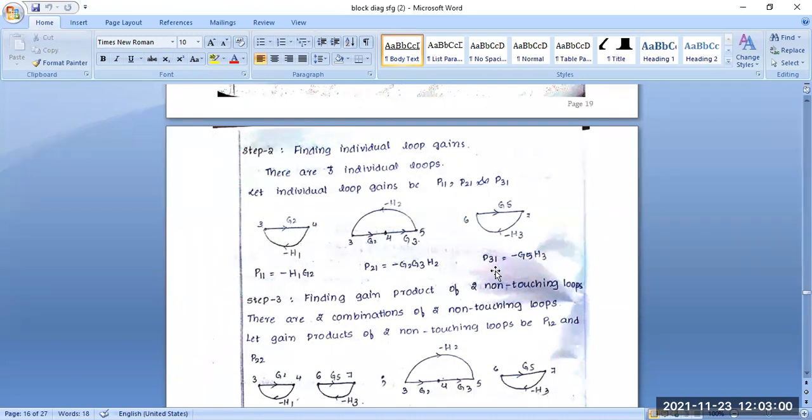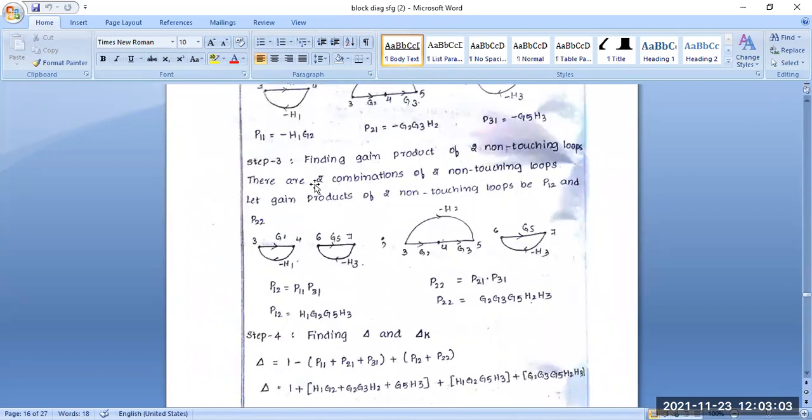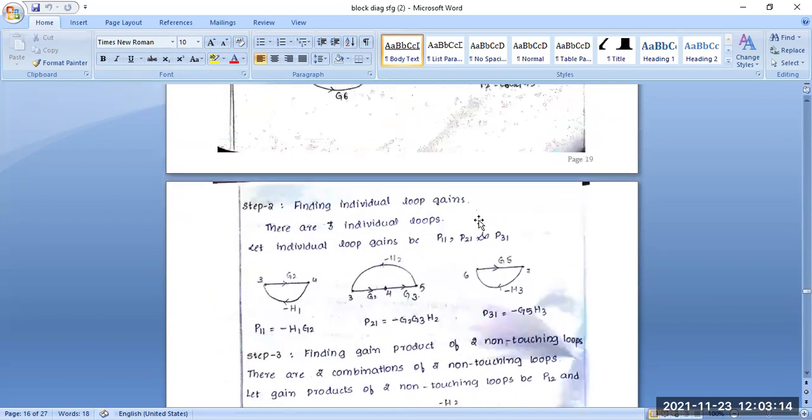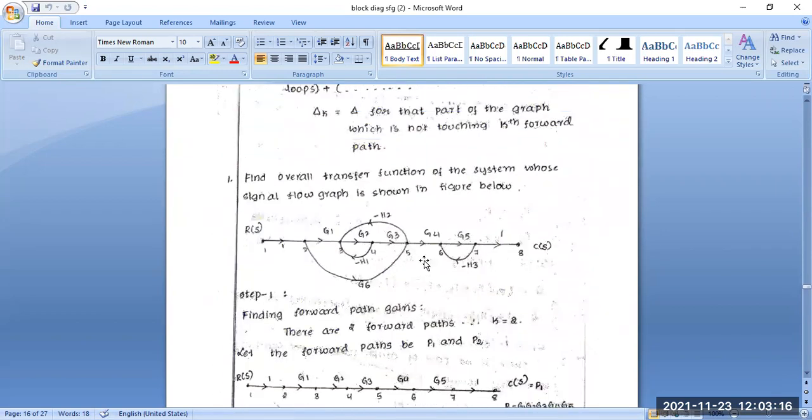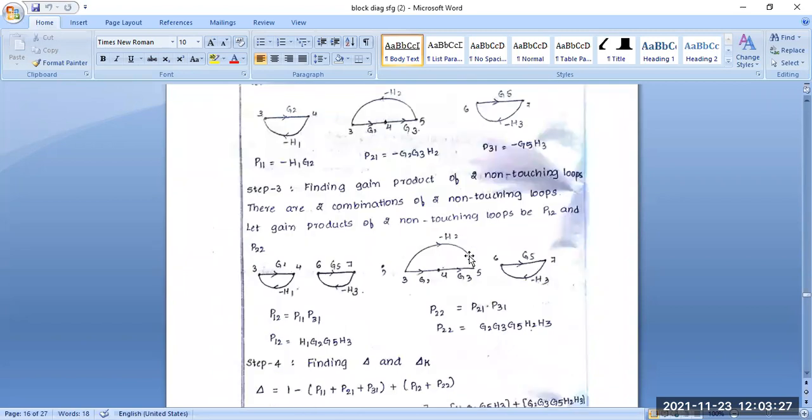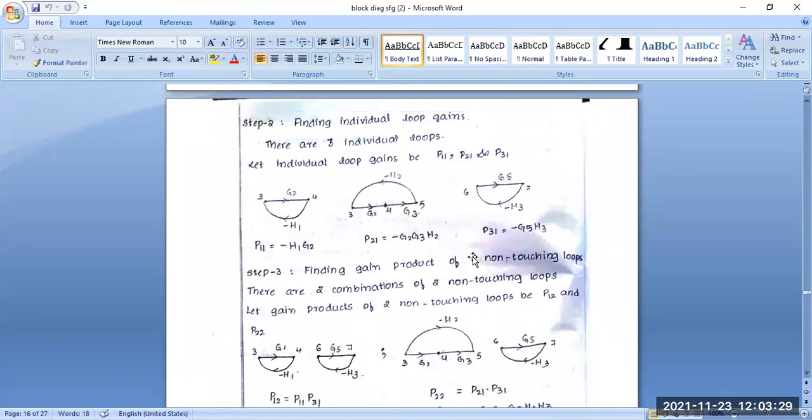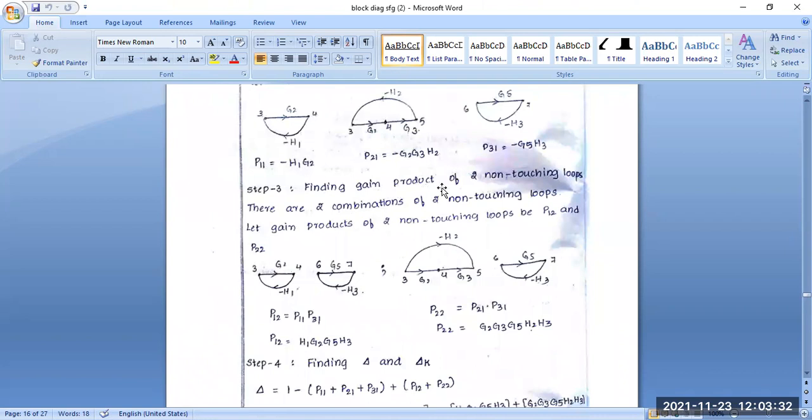Next step, step 3, finding gain product of 2 non-touching loops. There are 2 combinations of 2 non-touching loops present in this problem. In this diagram here you can see there are 2 non-touching loops present. That means this one and this one, and also this one and this one. So these are the different non-touching loops present in this case.